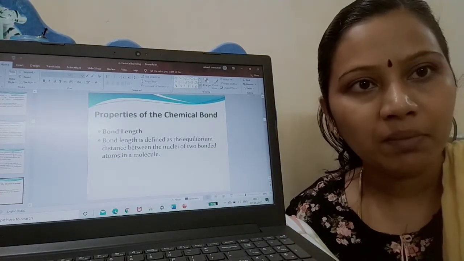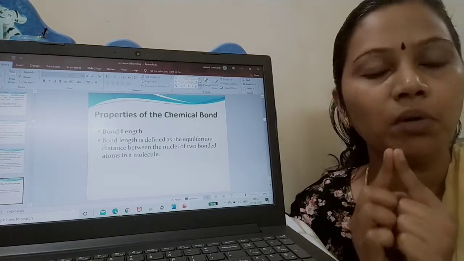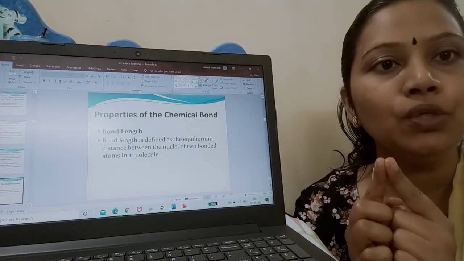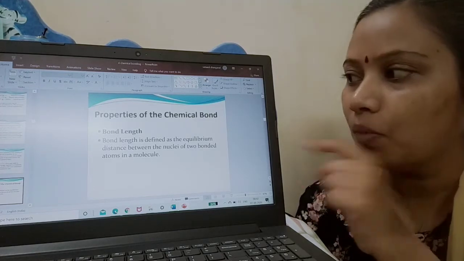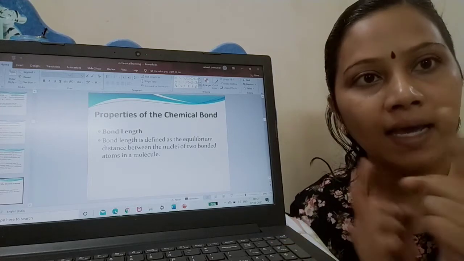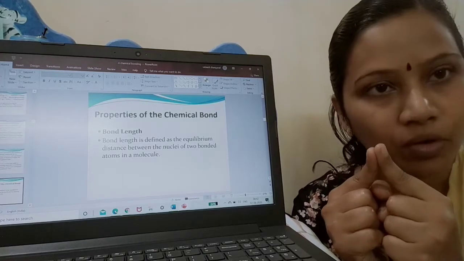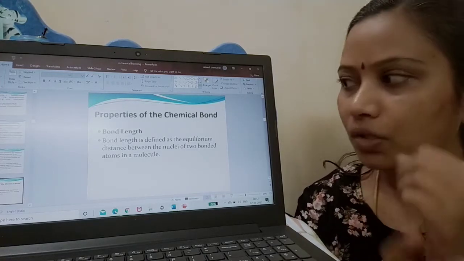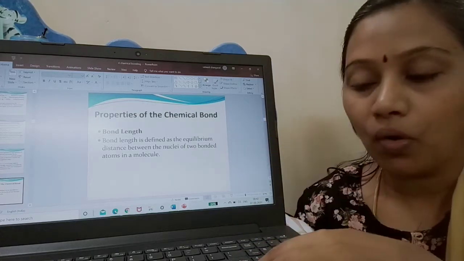You know what is meant by molecule? Two hydrogen atoms, when they are bonded together, they form a molecule. And the equilibrium distance between the nuclei of two bonded atoms in a molecule is called as bond length. Okay, clear? Say for example, I have magnesium atoms, they are bonded together, and what is the distance between their nuclei in a molecule? That is defined as a bond length.